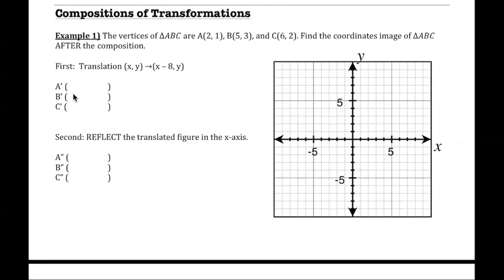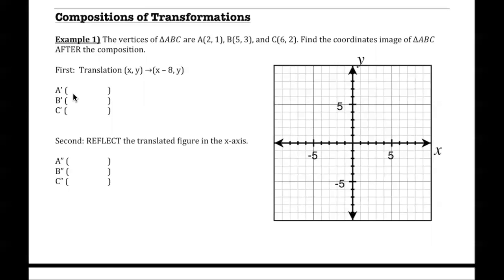So, for example, if we look at example 1, this says the vertices of triangle ABC are as follows, what you see here. And it says we're trying to find the coordinates of ABC after this composition. The first transformation that it's asking us to do is a translation. So let's start by plotting my points on the grid. Point A up here is going to be where I go right 2, up 1. So I'm going to plot point A, make sure you have the labels next to it.